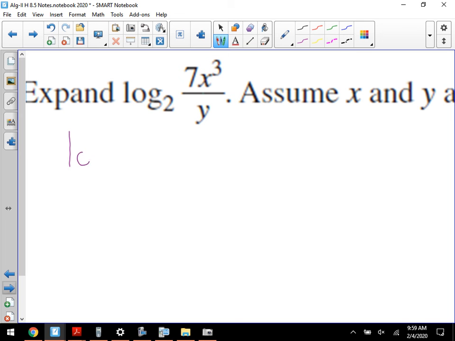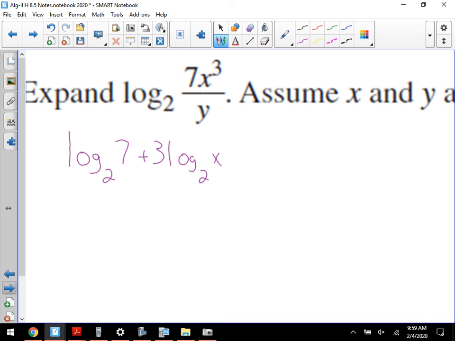We have log base 2 of 7. Then what do I write? It's 7 times x to the third. So what do I write next? Plus. Wait, isn't it minus? No, log base 2 of x cubed, but it doesn't have an exponent. What do I do with that exponent? Bring it out in front.